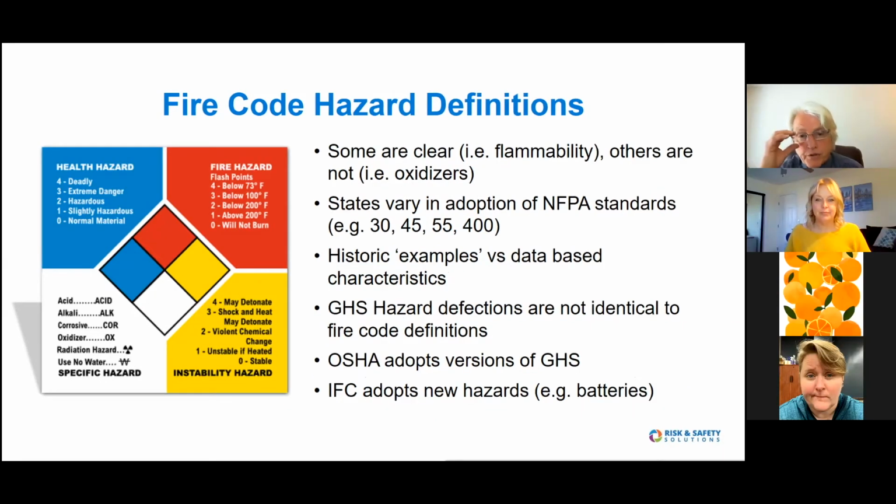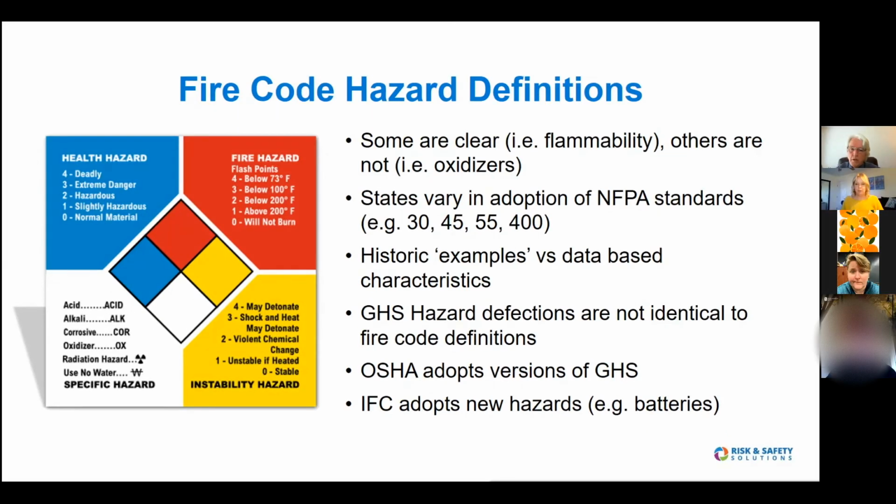There's also challenges with the historic examples versus the characteristic data. The NFPA 400, for example, would classify some things differently than what the historic examples are. So that's a discussion you've got to have with your authority having jurisdiction.